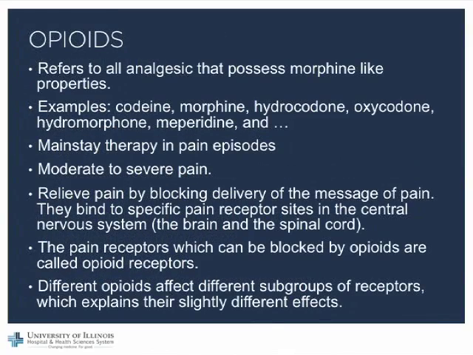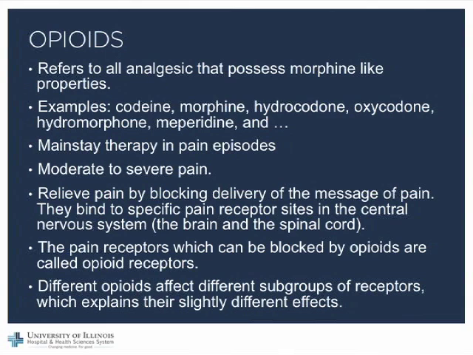So discussing pharmacological, we'll start with opiates. Opiates refers to all analgesics that possess morphine-like properties. Examples of these are codeine, morphine, hydrocodone, oxycodone, hydromorphone, meperidine, and so on. These are the mainstay of therapy in acute painful episodes in sickle cell. They're used for moderate to severe pain, which is usually what the sickle patients are presenting with. And opiates relieve pain by blocking the delivery of this message of pain. They bind to specific pain receptor sites in the central nervous system, spinal cord, and brain.